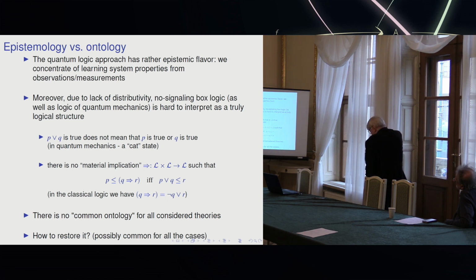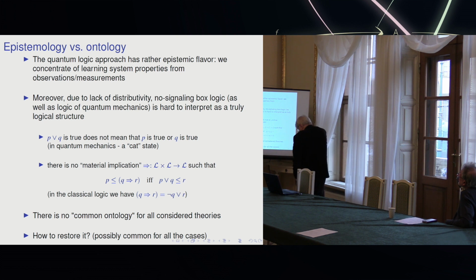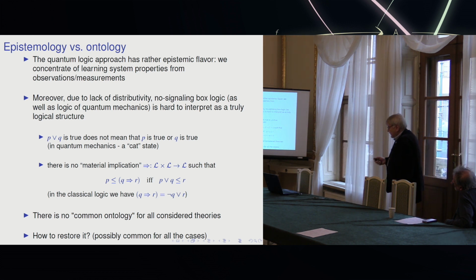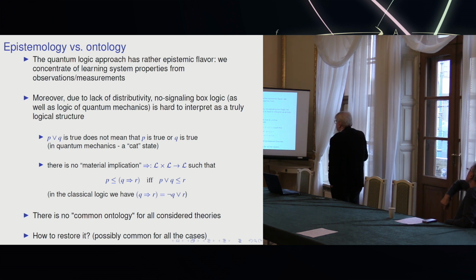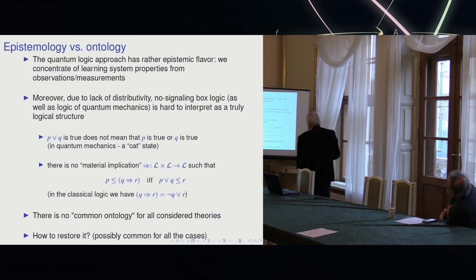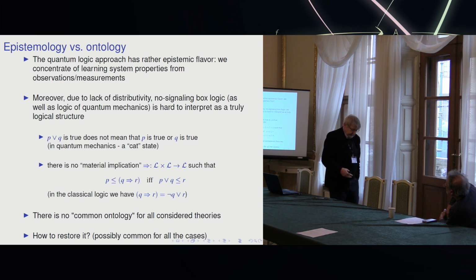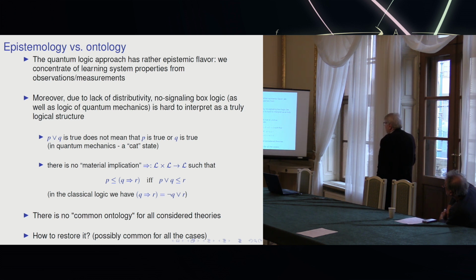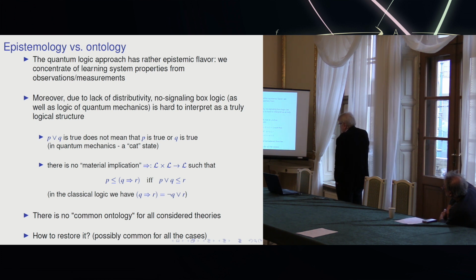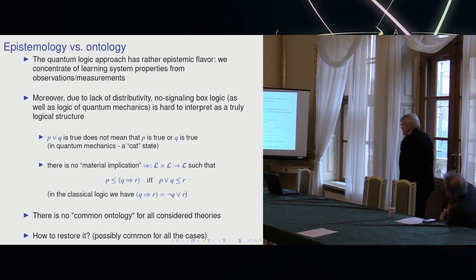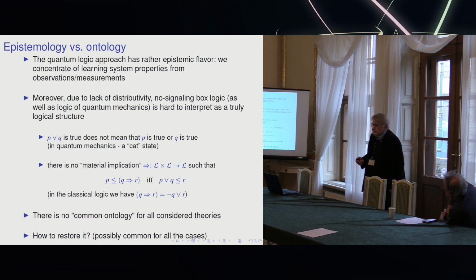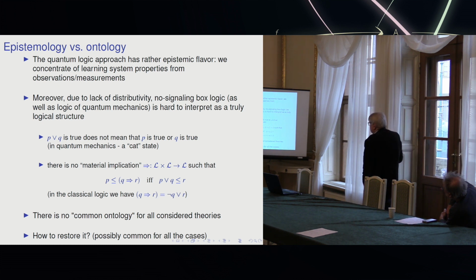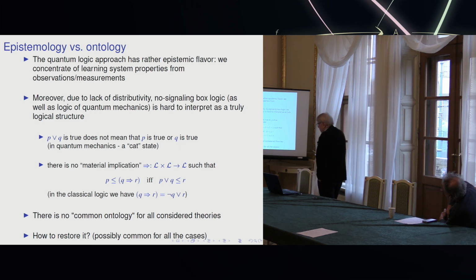Okay, so first, why for me this approach from the point of view of quantum logic is not satisfactory. So the first thing is that for philosophical reasons, okay? The quantum logic approach has rather an epistemic flavor, so we simply concentrate on learning about the system from its properties, not what the system is, or what really exists. But more important is that due to lack of distributivity, no-signaling box logic, as well as logic of quantum mechanics, obviously, is hard to interpret as a truly logical structure. So this is for me the point, because P or Q is true doesn't mean that P is true or Q is true. For example, in quantum mechanics, this is a cat state.